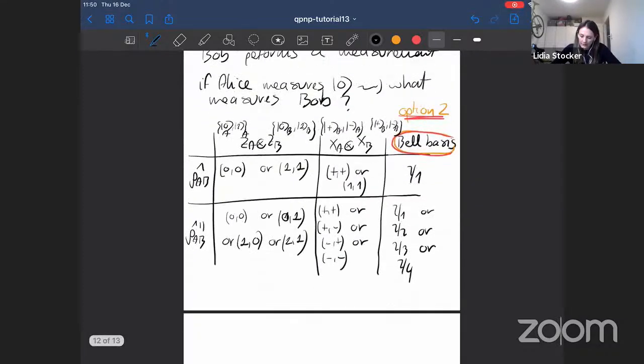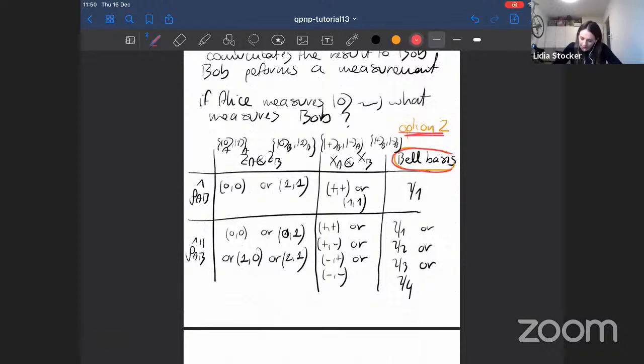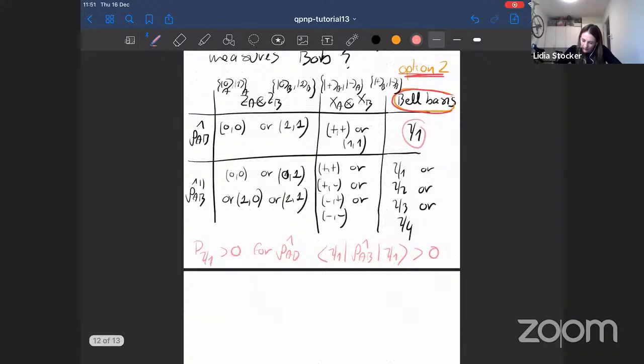Now, what does it mean? This means, if I write this here, the probability of psi1 is greater than 0 for rho AB. This means that if I calculate this, the expectation value like this is greater than 0. And why don't I include the other states? This means that P of psi2, P of psi3 and P of psi4 are equal to 0 for this state. Okay, this is the notation we use for this state.